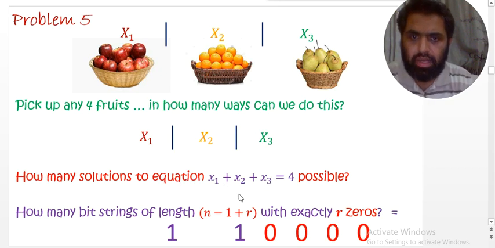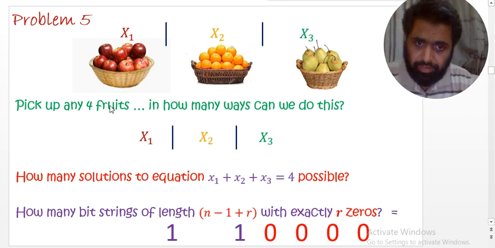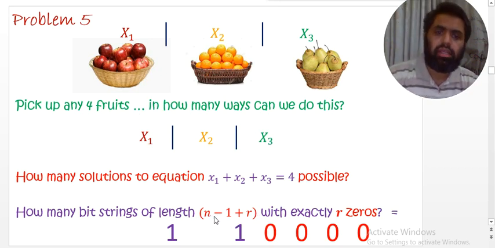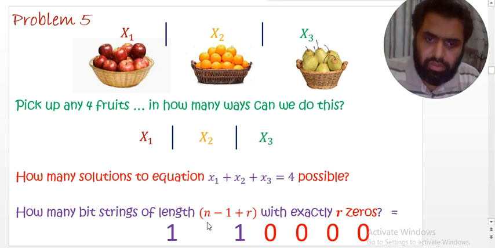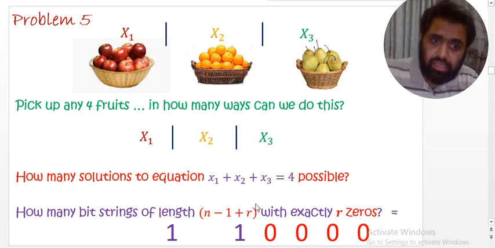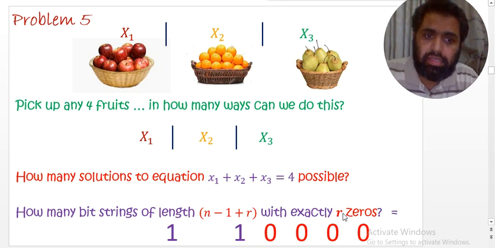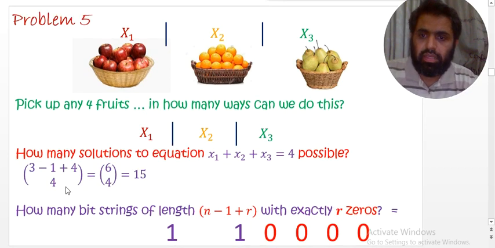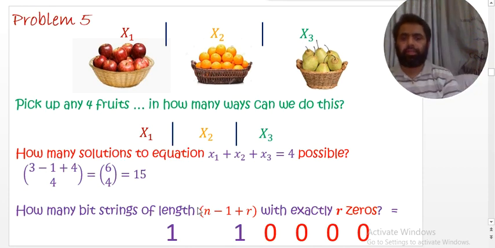And how many solutions do I now have? Number of dividers is n minus 1, so 3 minus 1 is 2. And how many fruits do I have to pick? 4. So the length of the binary string is going to be 3 minus 1 plus 4, so 3 minus 1, 2, plus 4, 6. The length of the binary string is 6, and I have to choose exactly 4 zeros. In how many ways can I do this? 6 choose 4. So the answer is 3 minus 1 plus 4, choose 4, 6 choose 4, which is equal to 15.